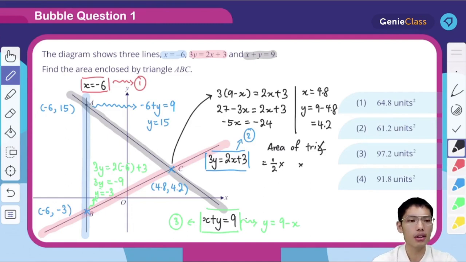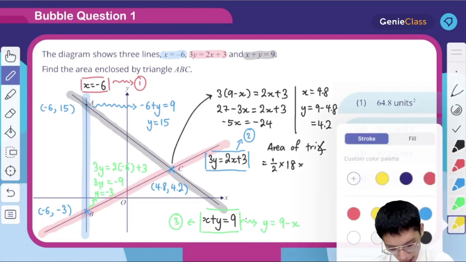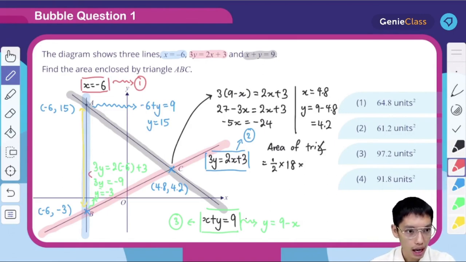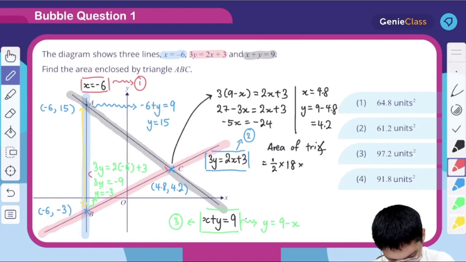Very good, Denise. That's the value of the base. Anybody else wants to try? Alright, very nice. The value of the base is actually 18. Because why? If I treat this as my base, this part here can be my height. Yes. Okay, take note. Denise, almost there. That's not my height.